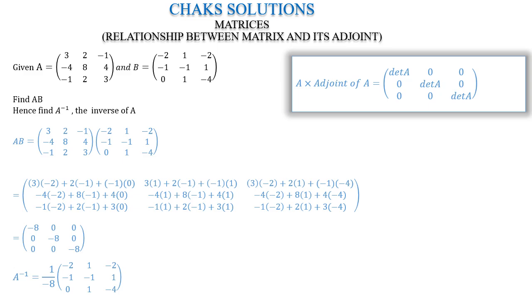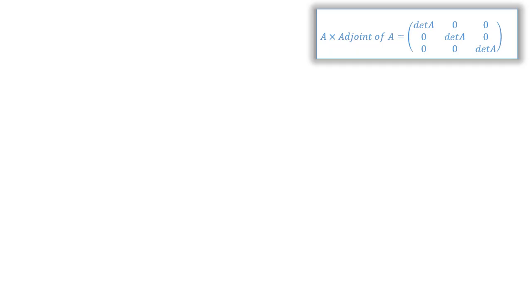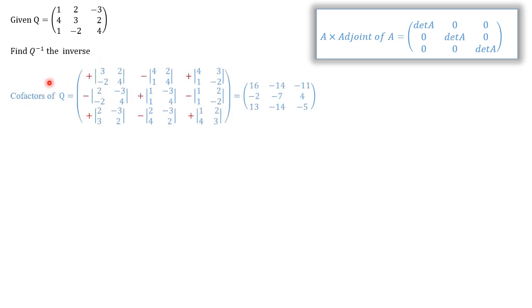Right, so let's go to the next example here. Alright, given that Q is equal to this matrix, find Q inverse. So we can use this concept of multiplying the matrix with its adjoint to also find the inverse. In this case, we are going to first find the adjoint of Q. So finding the adjoint of Q, we can start by finding the cofactor of Q here, which is very simple.